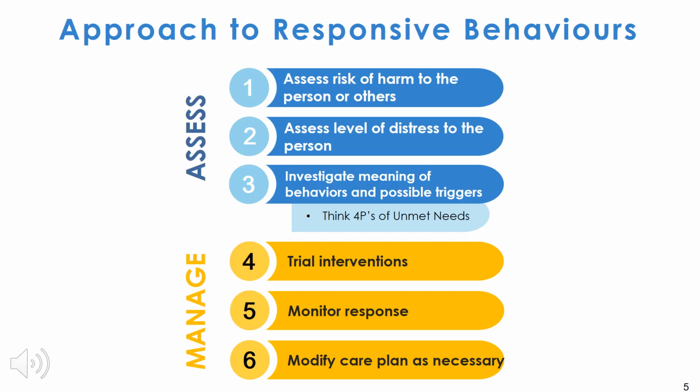Remember, when responsive behaviors occur, use a systematic approach to assessment and management. Step 1 is to assess the risk of harm to self or others. Ask, is the person's safety at risk? Is the safety of others at risk? Consider if the situation is low risk or high risk.